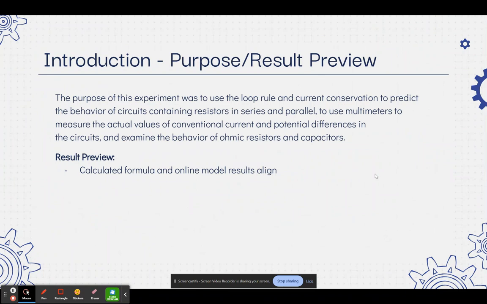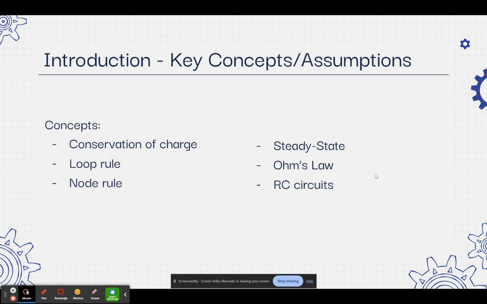To start off, the purpose of this experiment was to use the loop rule and current conservation to predict the behavior of circuits containing resistors in series and parallel, and to use multimeters to measure the actual values of the conventional current and potential difference in the circuits, and examine the behavior of ohmic resistors and capacitors. And a quick result preview for this lab is that the calculated formula and online model results both align.